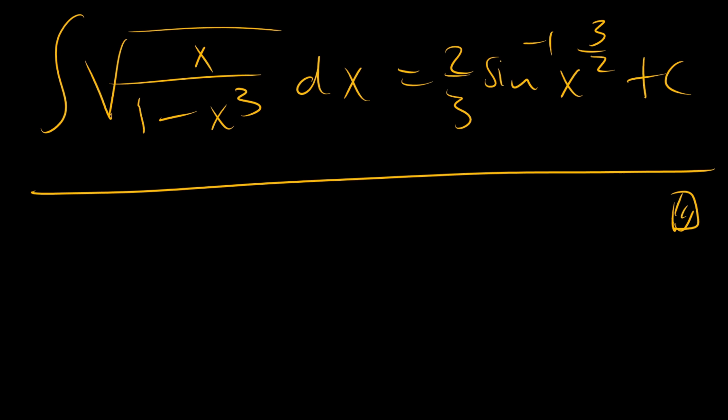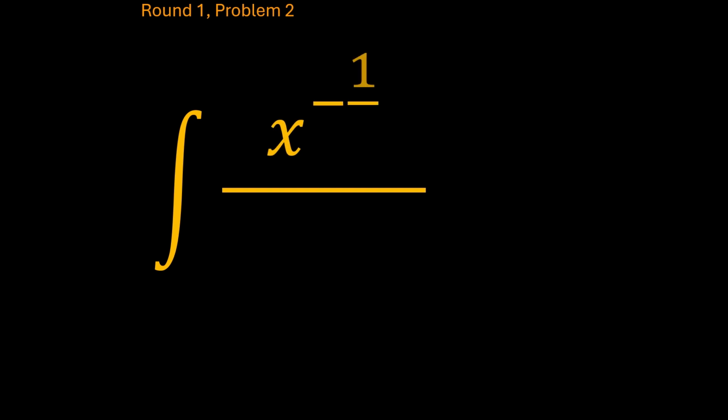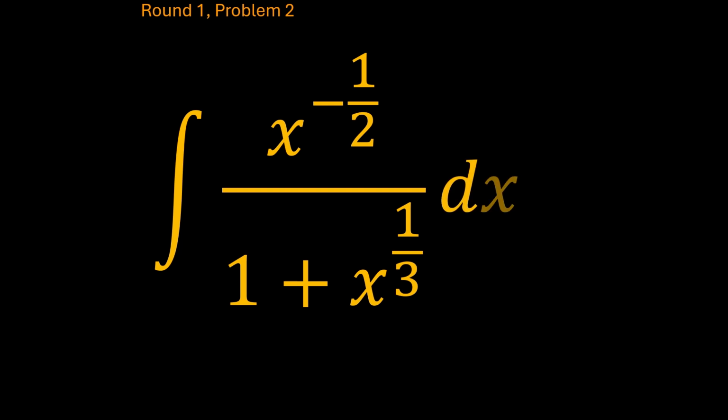So we could easily have solved that in under 4 minutes. That's the solution. On to problem 2, the indefinite integral of x to the power negative half over 1 plus x to the power 1/3. Again, sadly, none of the contestants was able to solve this problem. We'll slide through their attempts, and then we'll introduce our version of the solution to this problem.